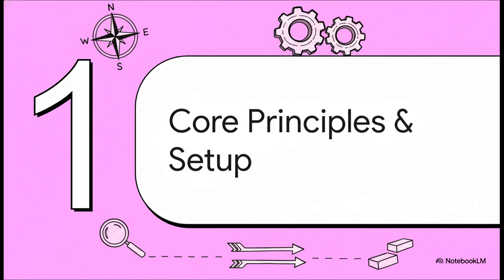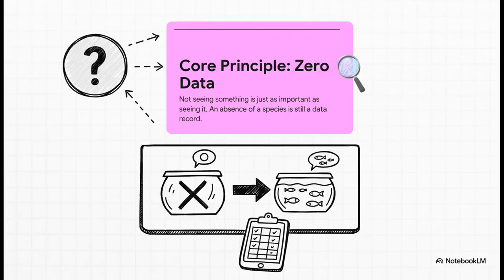All right, first things first. Let's cover two core ideas. If you get these, the whole process is going to make a lot more sense, and you'll avoid some common headaches. Okay, the most important idea to get your head around is this. Seeing nothing is seeing something. It's data. Not seeing a certain fish is just as important as seeing one. That's why the system is built to first create a totally empty form. You just fill in the things you saw, and the system automatically knows that everything else was a zero.